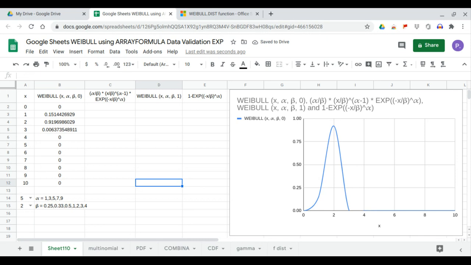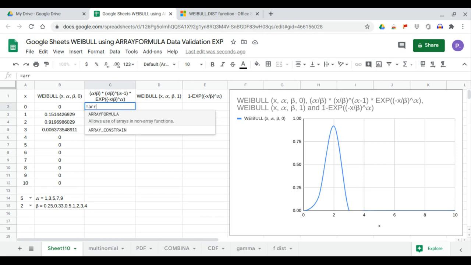Next, we use the formula of the Weibull function, which is alpha over beta times x over beta to the power alpha minus 1 times exponent of negative x over beta to the power alpha. So we start with the first one, alpha over beta. So array formula, alpha over beta.